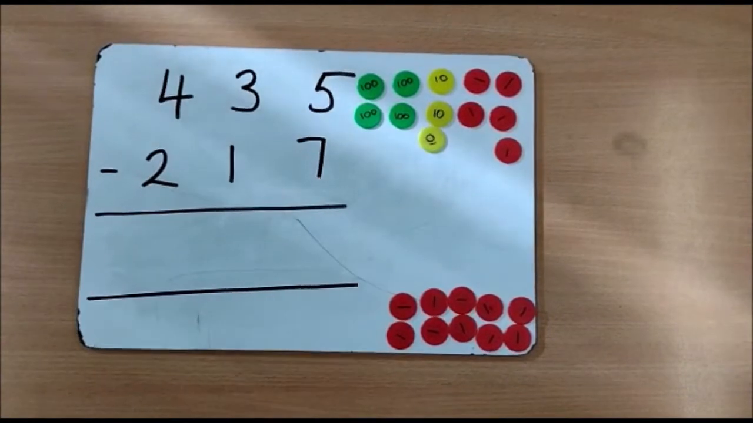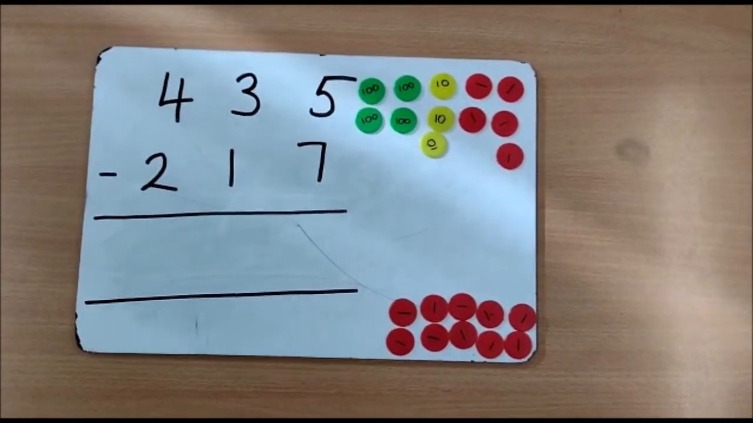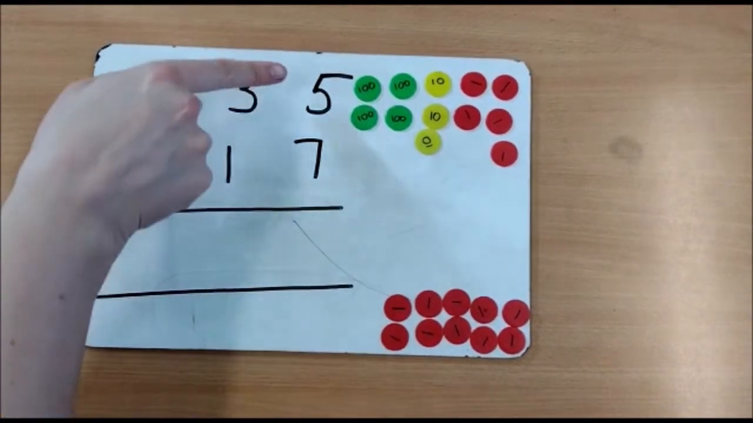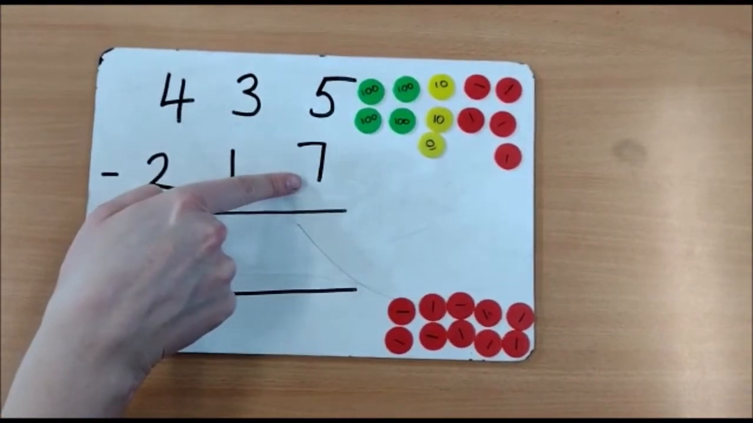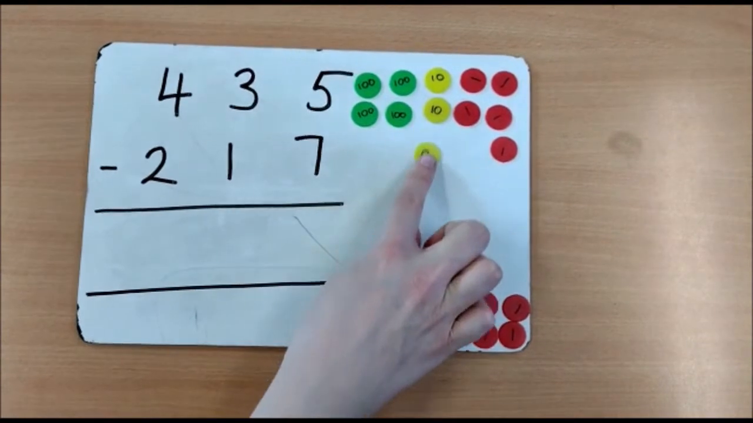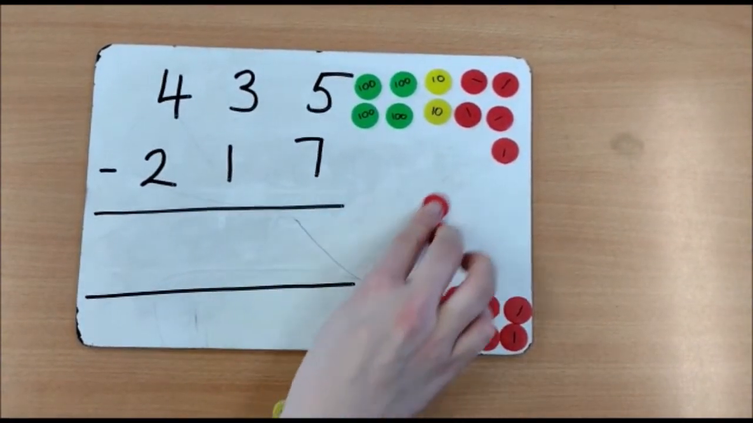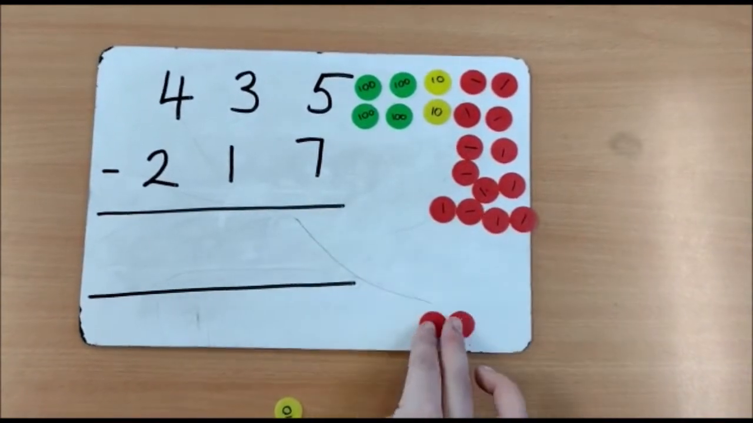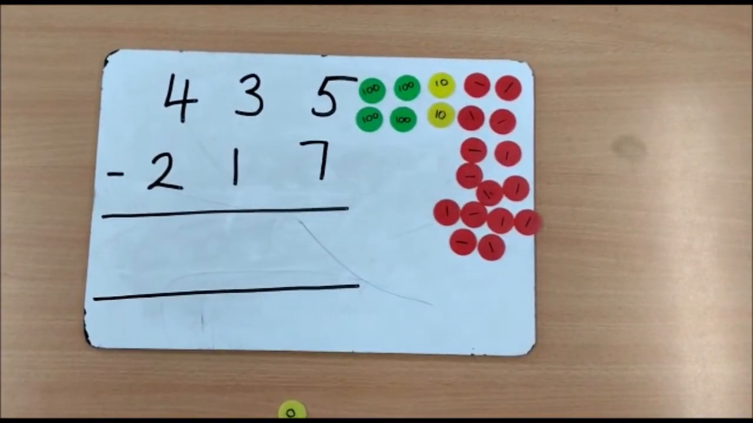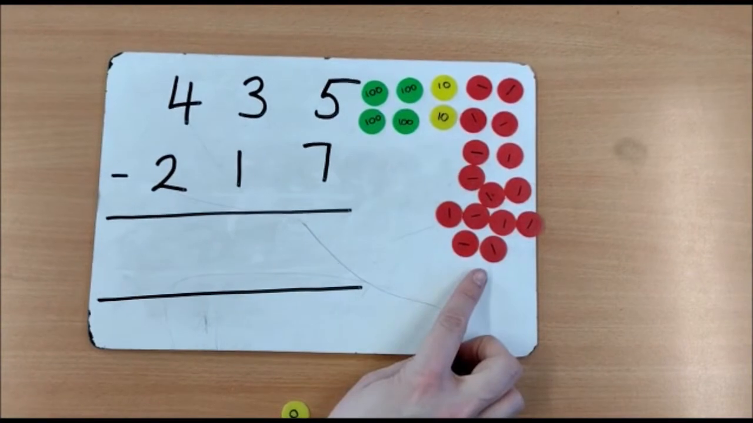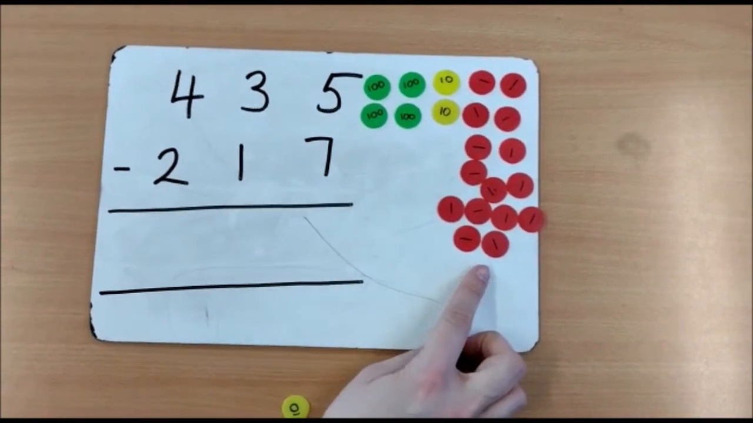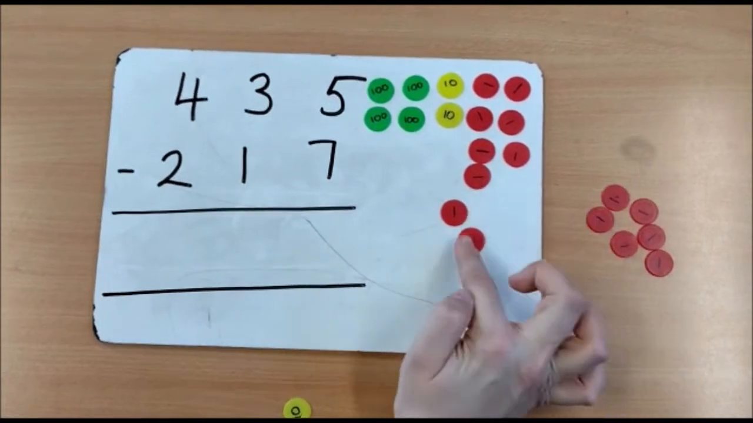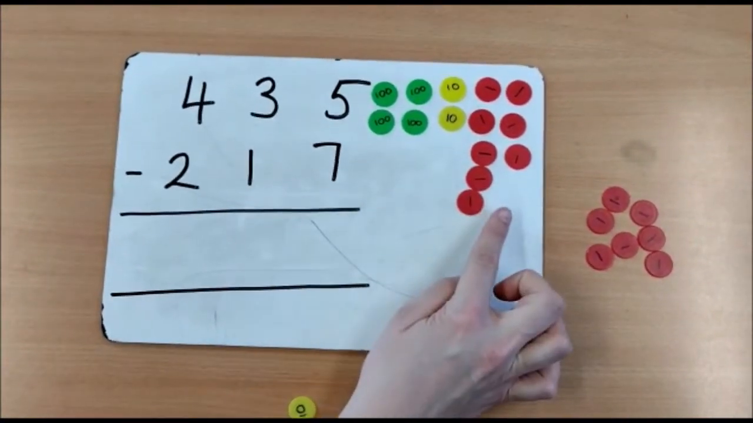Children need to be able to subtract a 3-digit number from a 3-digit number. We start in the smallest column. 5 is smaller than 7, so I will need to exchange 1 ten for 10 ones. Then I have 15 in the ones column, from which I can take away 7. 1, 2, 3, 4, 5, 6, 7. This will leave me with 8.